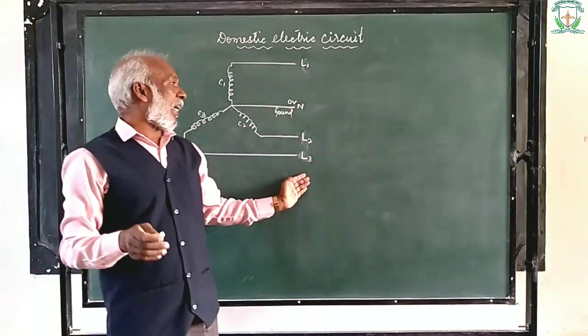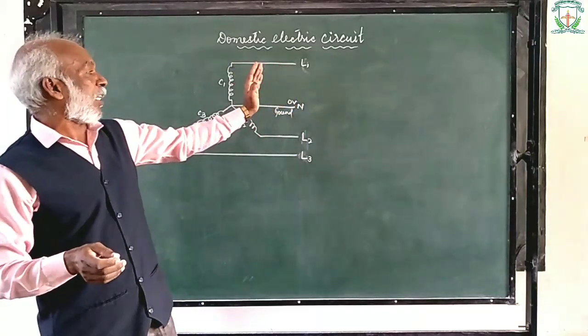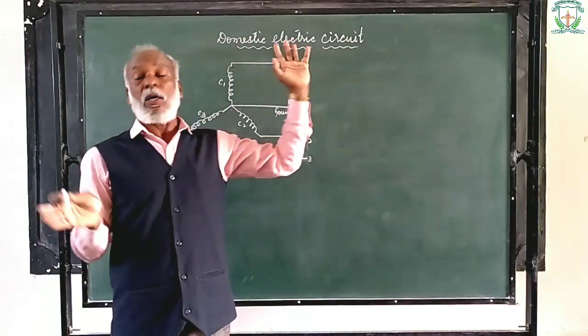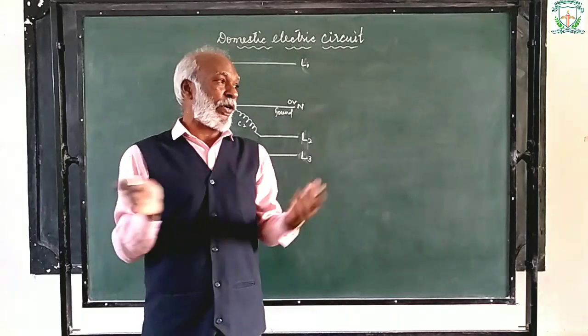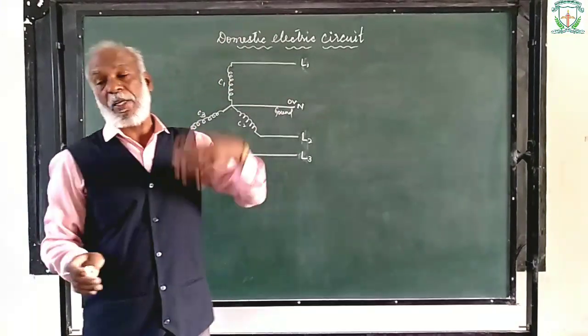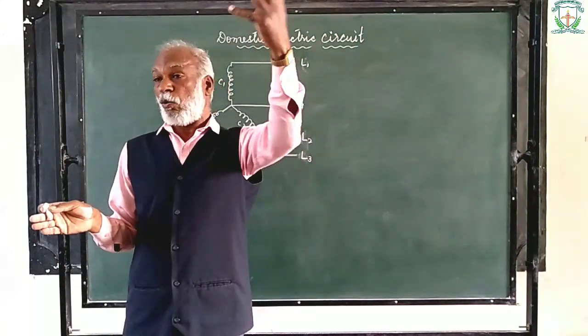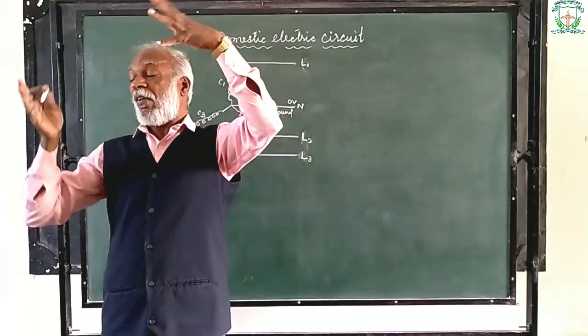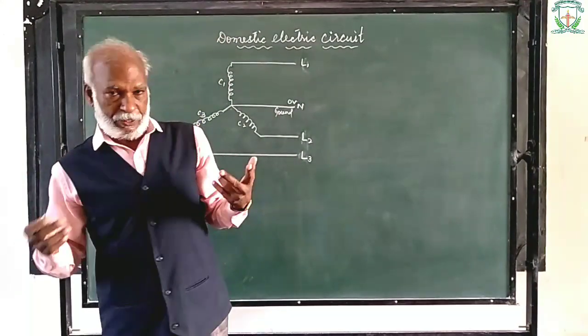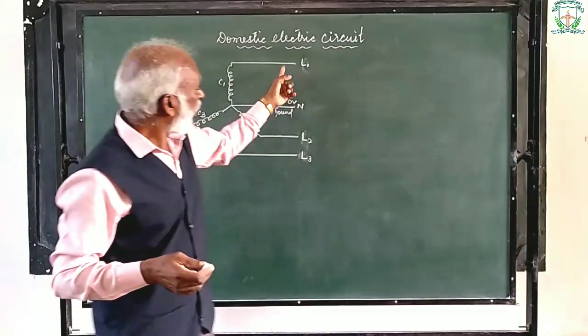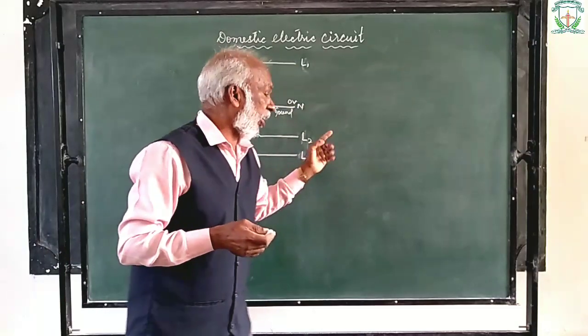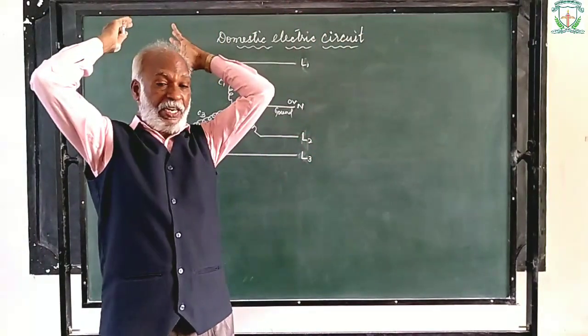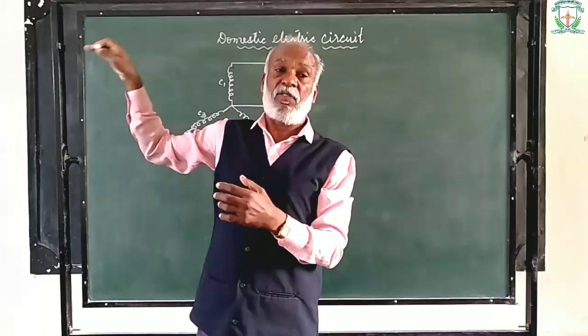L1, L2 and L3 will have electric potential depending on the generator. Depending on the generator, it may be say about 1000 volts or 11,000 volts or like that. It depends. These 3 phase lines are drawn from the generating station to the receiving station.